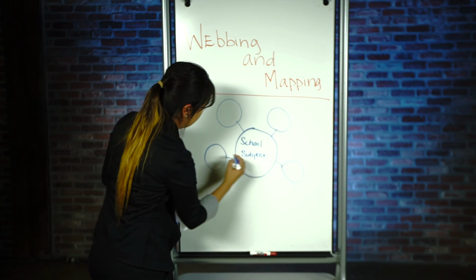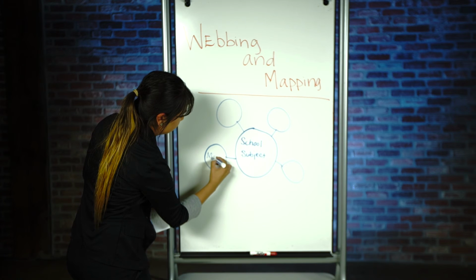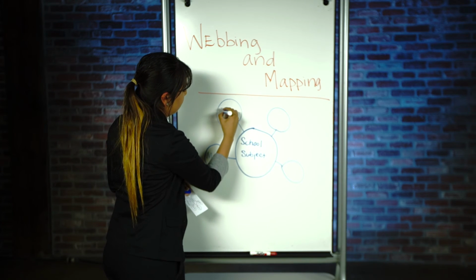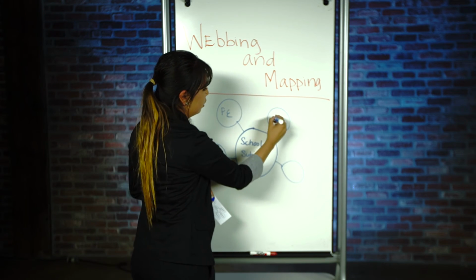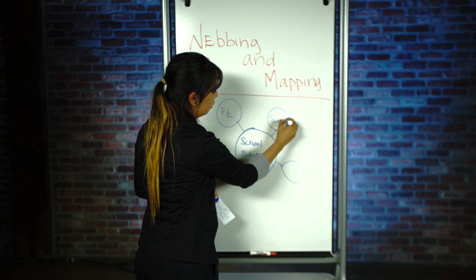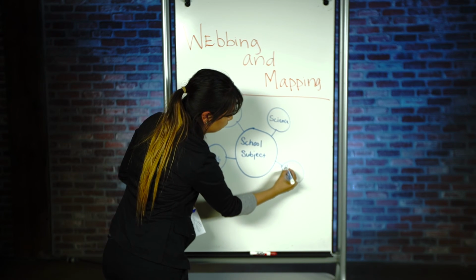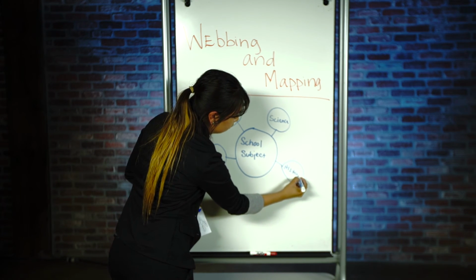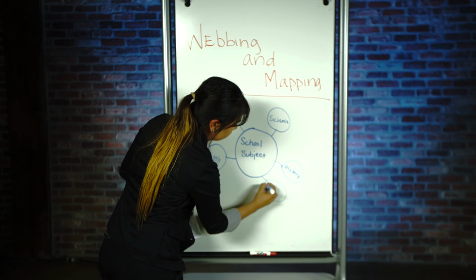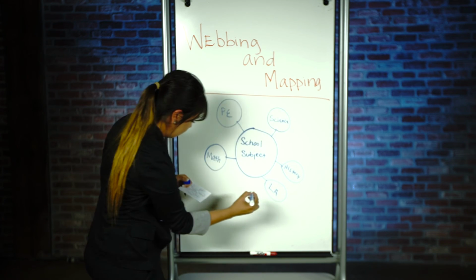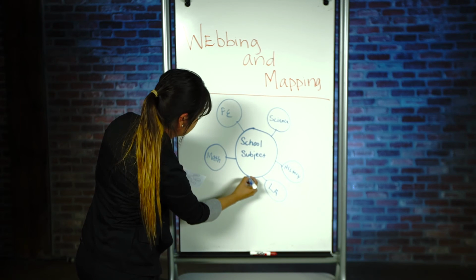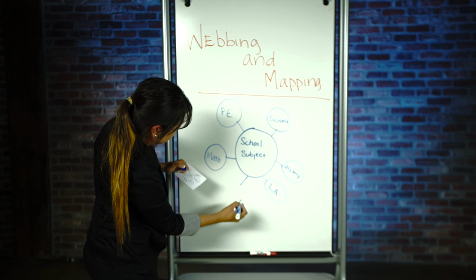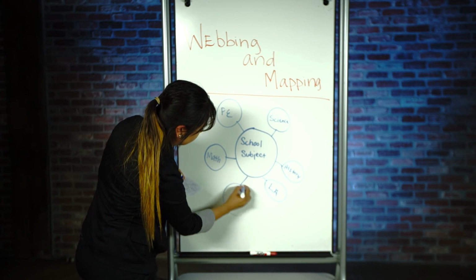So a few that we're going to start with, we'll do math, we can do PE, we will do science, history, language arts, and do we have math in there? Science. We will add music, an elective.